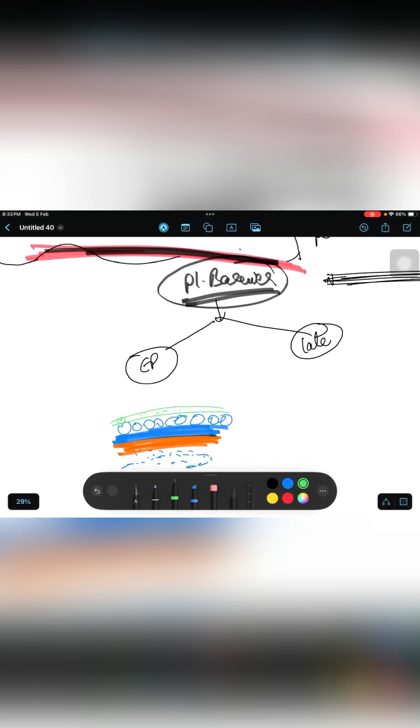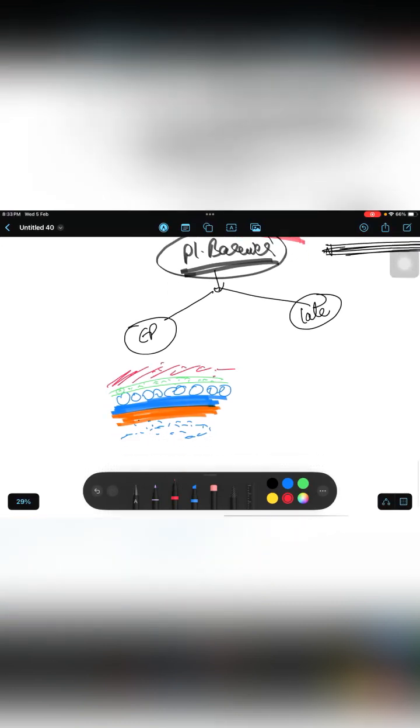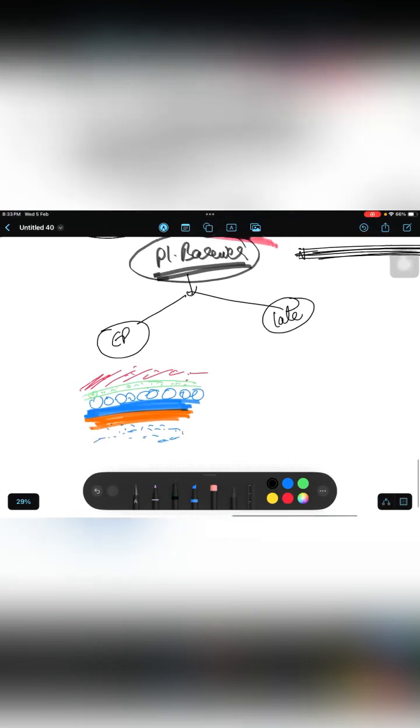Syncytiotrophoblast, we have thought, is only just a layer of cytoplasm. Now here you will be having the maternal blood. So what happens here? In the early pregnancy, you will be having all these things: connective tissue, stroma, basement membrane, cytotrophoblast, syncytiotrophoblast, maternal blood vessels. Everything will be there in the early pregnancy.